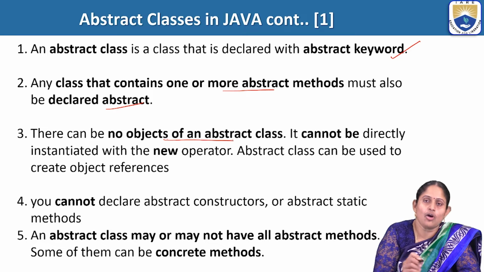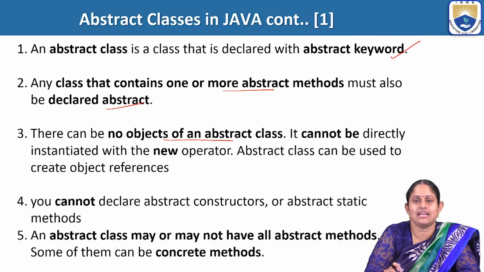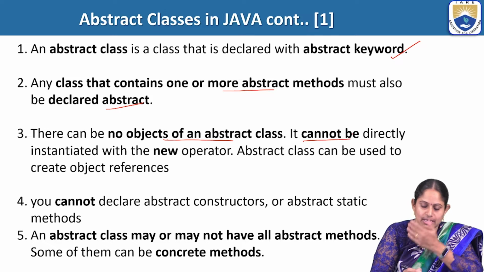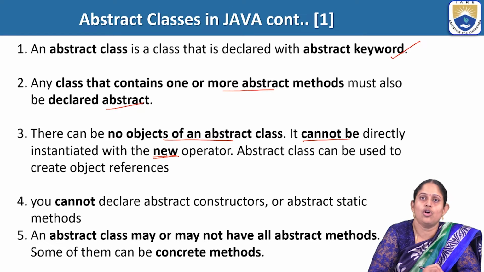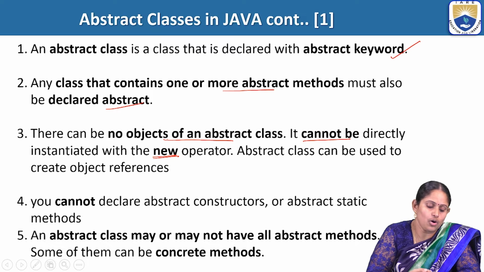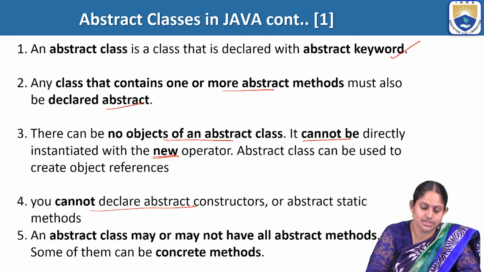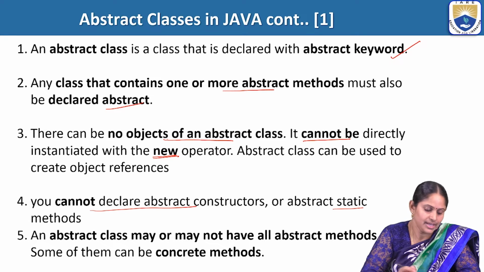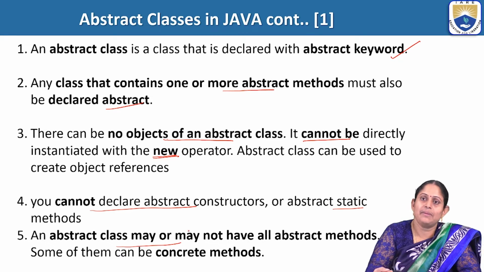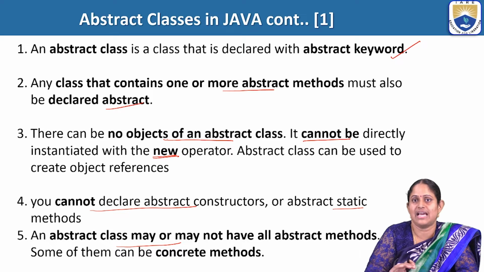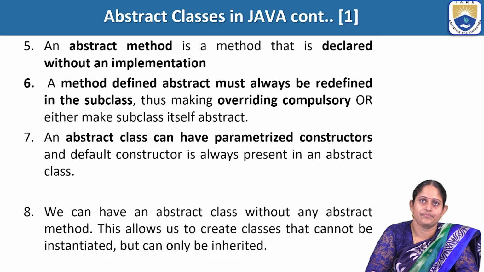And we cannot create any objects for an abstract class. No objects can be created for an abstract class, and hence it cannot be instantiated by the new operator. You also cannot declare abstract constructors or abstract static methods. The abstract class may contain non-abstract methods, or concrete methods, also. It's not that an abstract class will have only abstract methods. They can have methods with a body, which are called concrete methods.